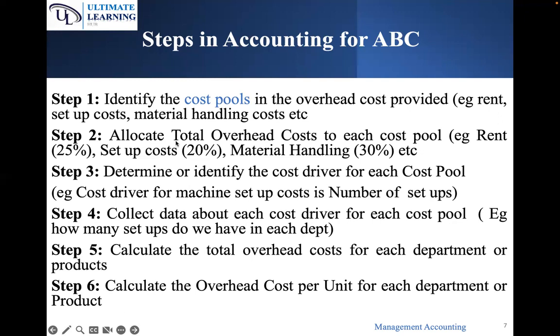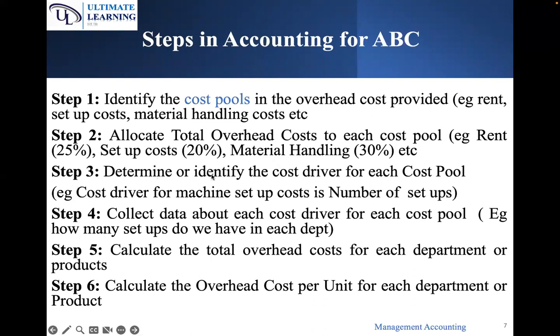Step number 2, allocate total overhead costs to each cost pool. For example, if your overhead costs are 10 million, you need to identify out of 10 million, what is the percentage that is taken by rent? Maybe we assume rent accounts for 25% of the overhead costs. What is the percentage taken by setup costs? Maybe we assume setup cost takes 20%. What is the percentage taken by material handling costs? We assume that maybe it's 30%. This process of trying to know the percentage taken by each cost pool is step number 2. It is known as allocate total overhead costs to each cost pool.